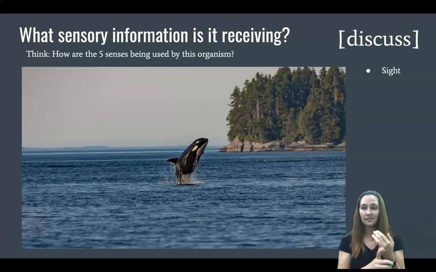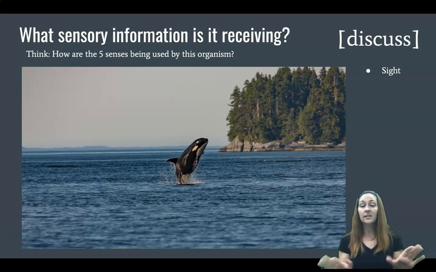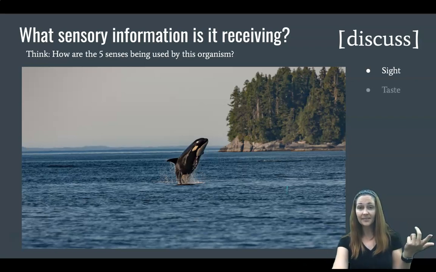How is this organism using sight? Okay, it sees trees. What does that mean? Why does it need to see that? Know how close it is to land. Okay, it sees the water, how far it jumps out, right? It's going to want to know how long till it gets down. This is called breaching, by the way. This whale is breaching. Okay, so sight. Right? And sees the daylight. Fantastic.